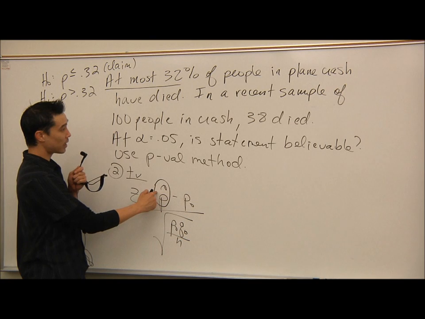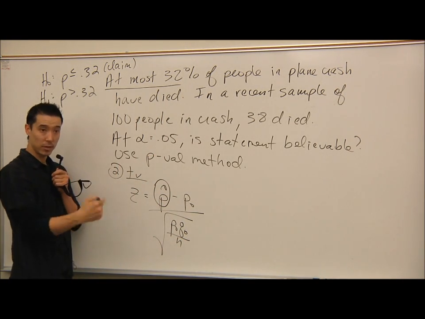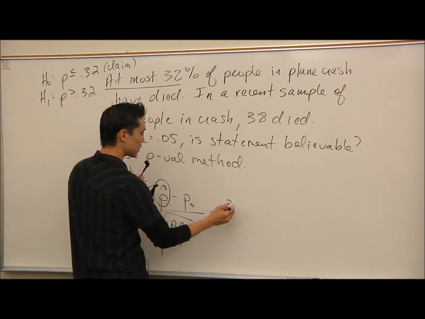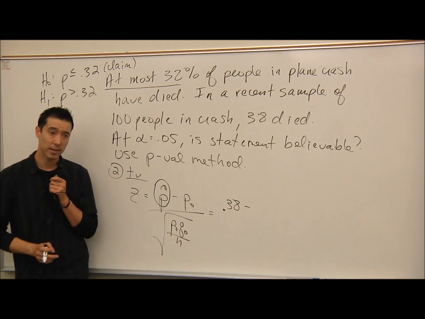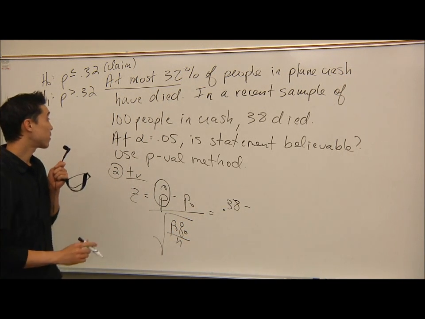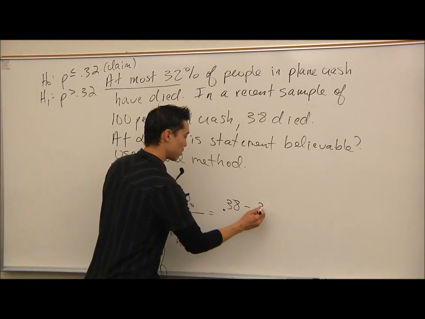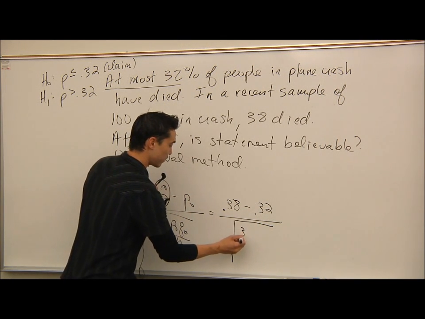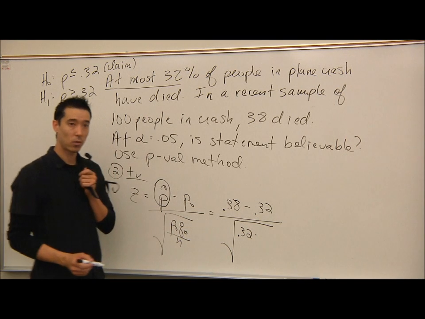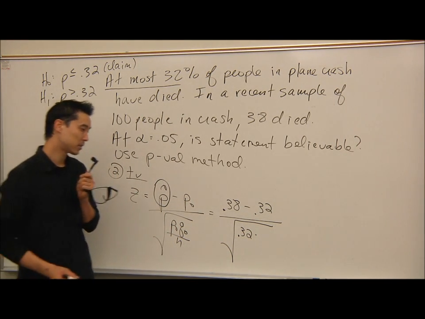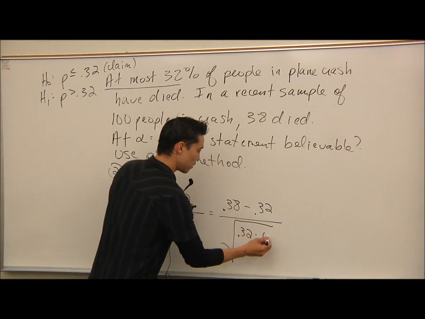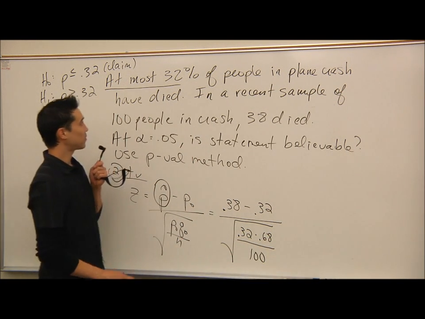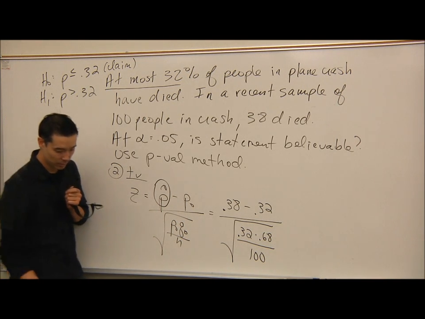So this first guy is the 38 out of 100 that came from the new sample. So what is 38 divided by 100? It's 0.38. Okay, you guys fill in the rest of this. P naught here is 0.32, divided by 0.32 times 1 minus 0.32. And again, this sample was 100. Not every sample is 100. It just happened to be that these two problems both had a sample size of 100, but it could be anything, obviously.